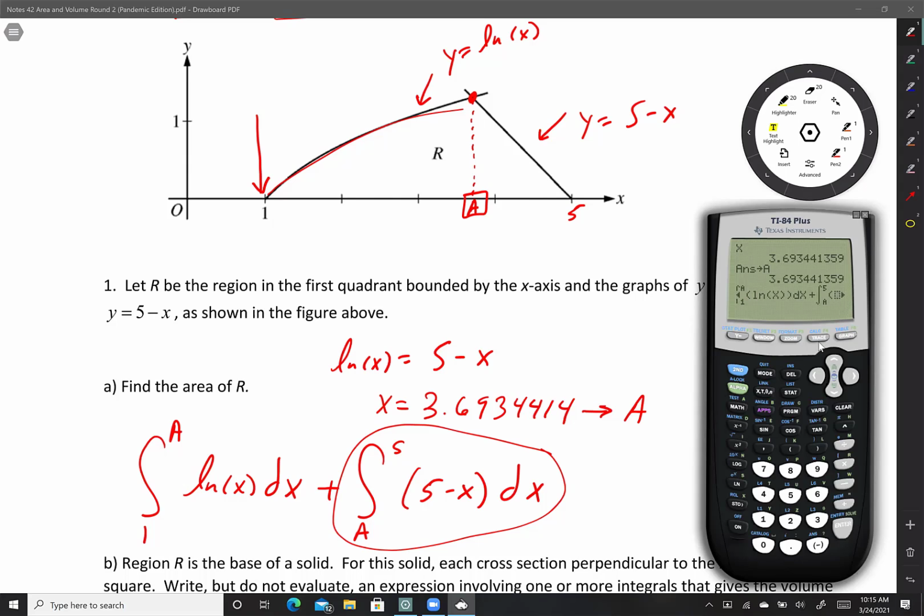And I just realized I'm not even using my y1 and y2. I'm just going to go alpha trace y2. No, I don't have to do that, guys. I could just type in 5 minus x dx. And hopefully everyone got this number: 2.9858.